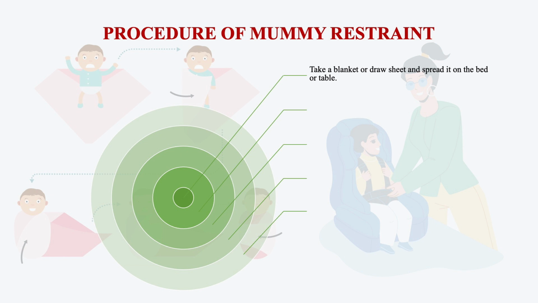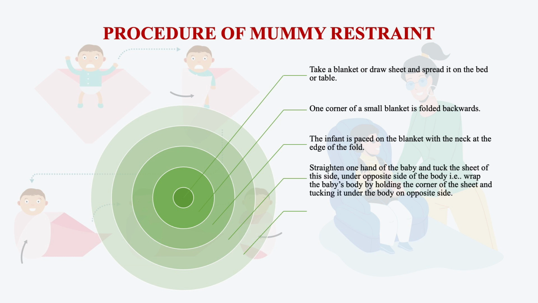The procedure of mummy restraint: take a blanket or draw sheet and spread it on the bed or table. One corner of the small blanket is folded backward. The infant is then placed on the blanket with the neck at the edge of the fold. Straighten one hand of the baby. Tuck the sheet of this side under the opposite side of the body. That is, wrap the baby's body by holding the corner of the sheet and tucking it under the body on the opposite side. Now straighten another hand and wrap the child's body by holding another corner of the sheet and tuck it.